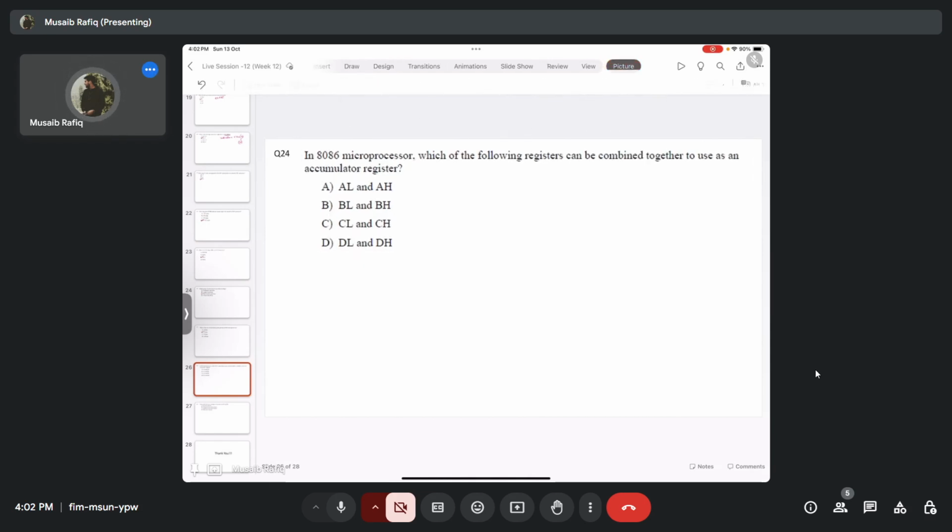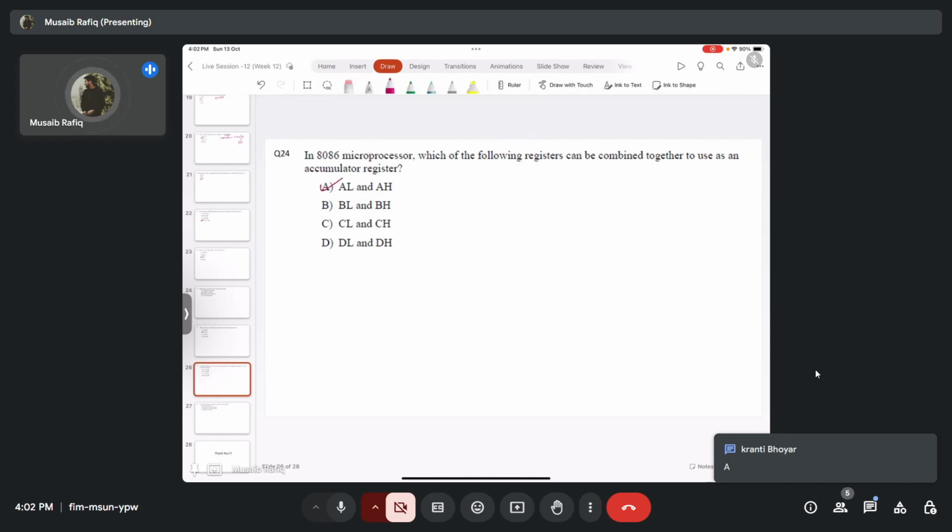Now, question number 24. In the 8086 microprocessor, which of the following registers can be combined together to use as an accumulator register? Option A, AL and AH. Option B, BL and BH. Option C, CL and CH. Option D, DL and DH. So in the 8086 microprocessor, it's option A, AL and AH that can be combined to use as an accumulator register.